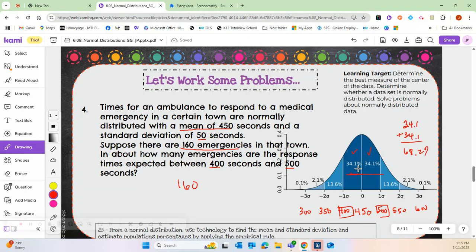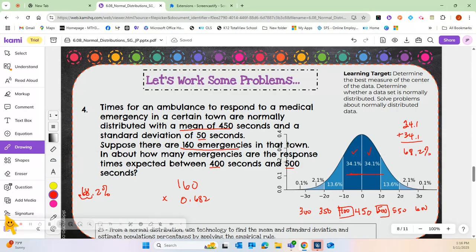That's percent. If we take 68.2% and we remove that percent sign and move the decimal 2 places to the left, that means we're going to be multiplying 160 emergencies by 0.682.